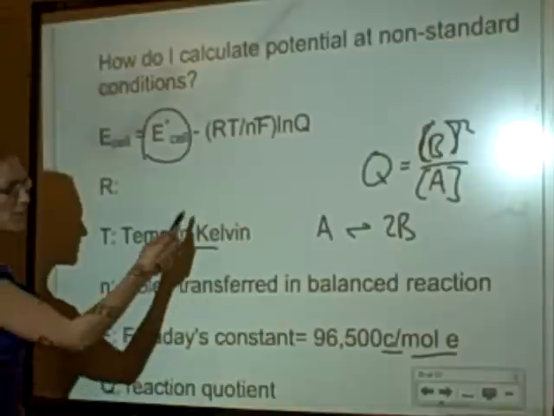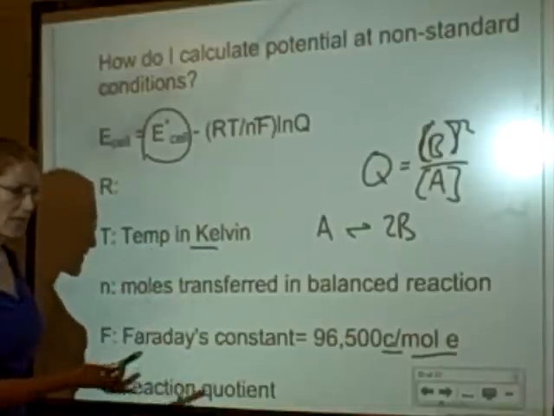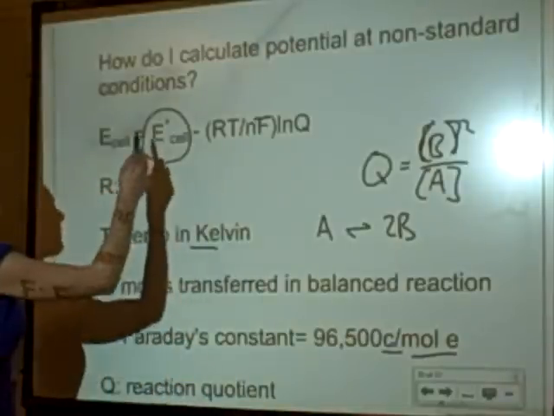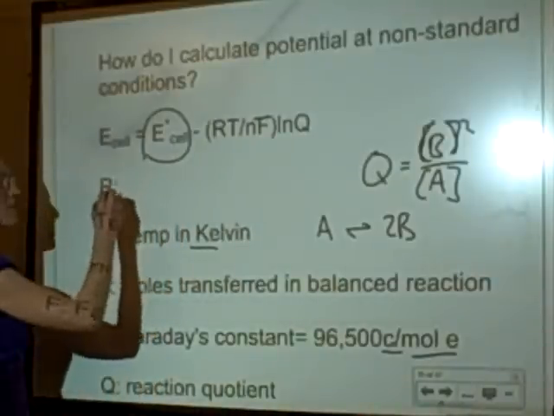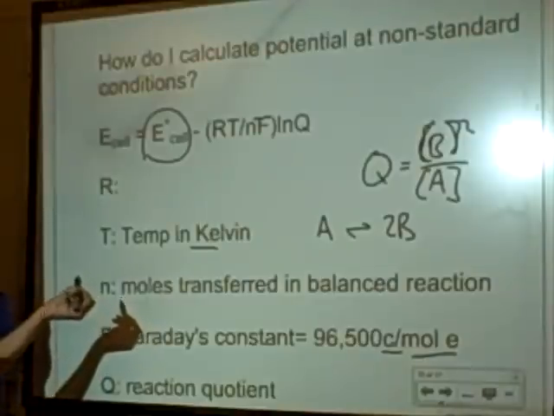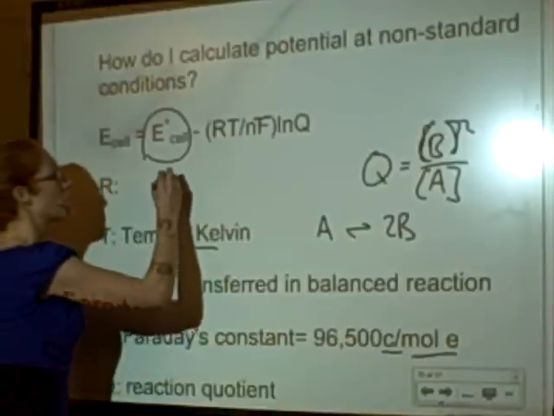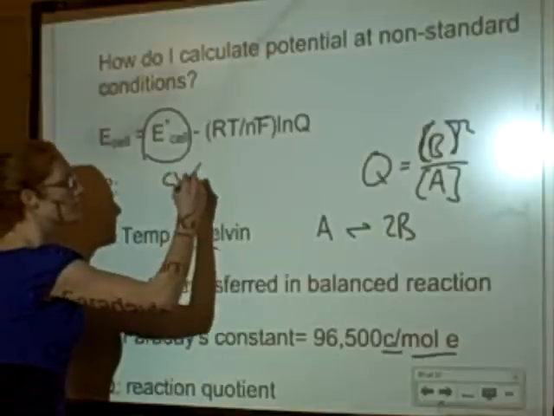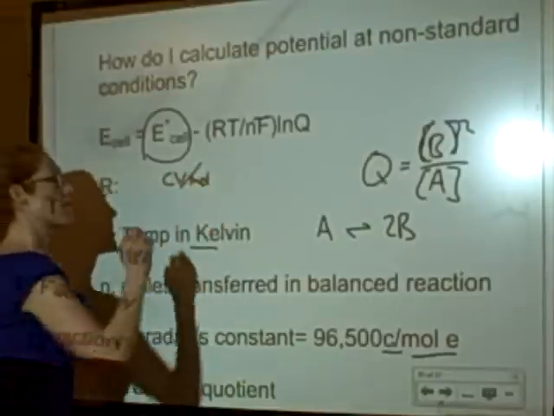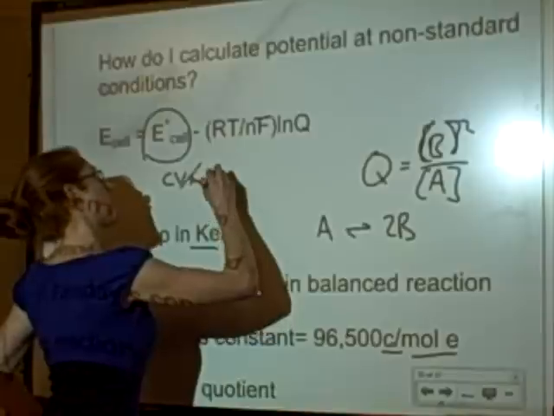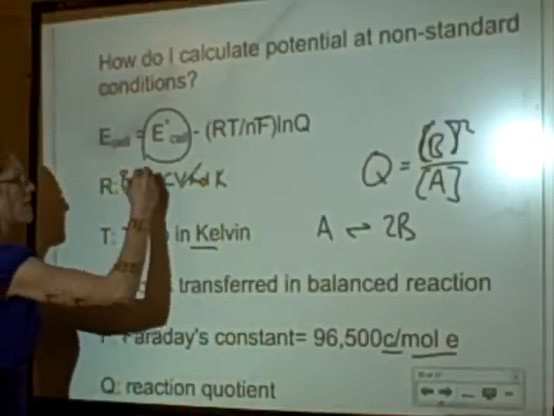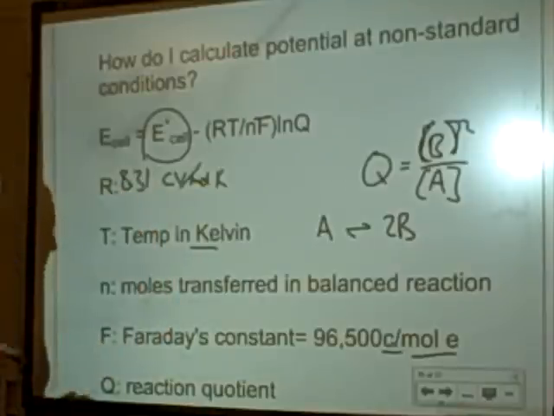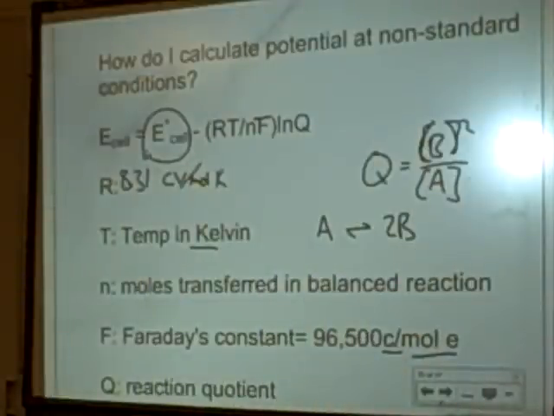So now I know that I'm dealing with Kelvin, I'm dealing with moles of electrons, I'm dealing with coulombs. This is in volts. If you look at the different R's on your sheet, there's about 4 of them. There's only one that has coulombs, volts, moles of electrons, and Kelvin. And that one is 8.31 coulomb volts per mole Kelvin. Okay, now you have the equation, let's try it out.